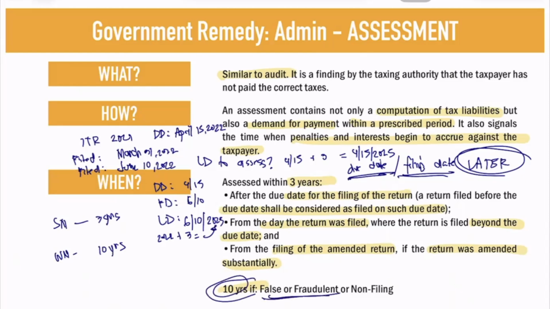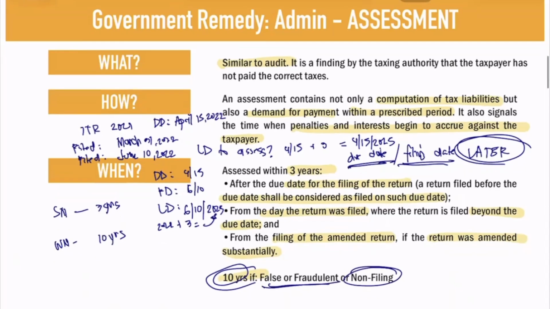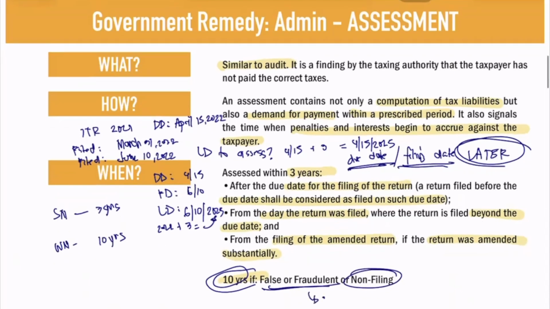If it's false or fraudulent or non-filing, you already know that. Now, when is it false or fraudulent again? We have the 30% rule, prima facie evidence: 30% under declaration of your income, sales, or receipts, or over declaration of your deductions. Okay? So that's the last day to assess.